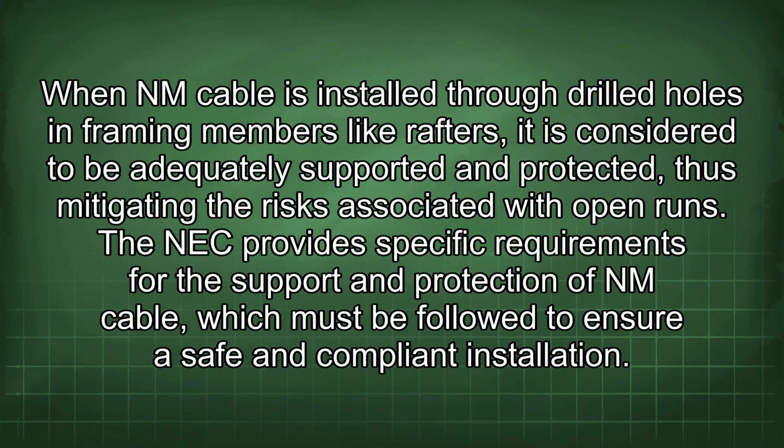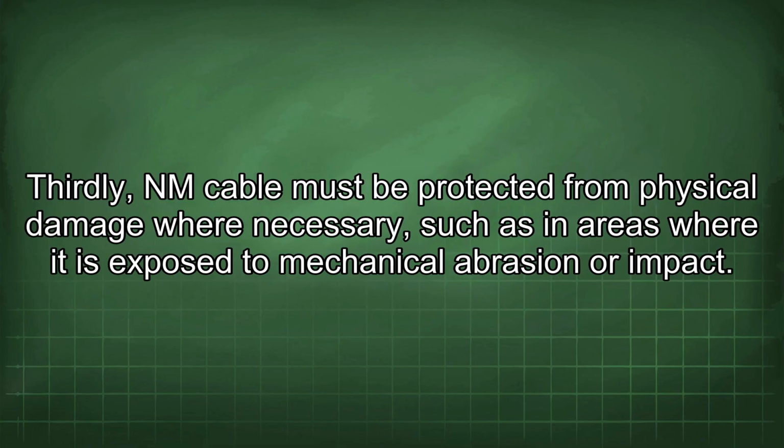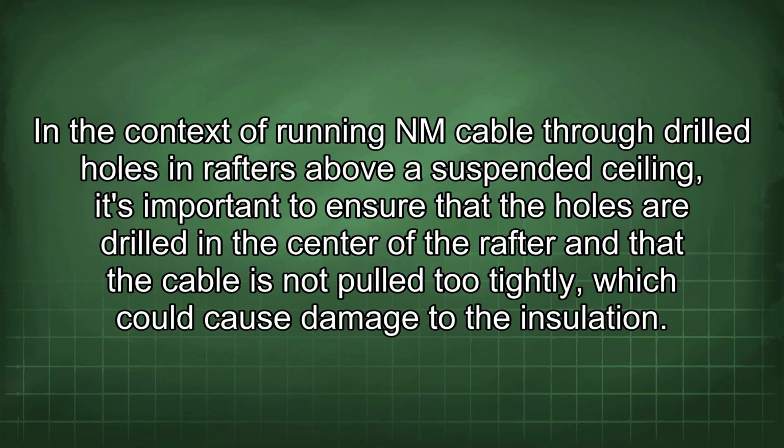The NEC provides specific requirements for the support and protection of NM cable, which must be followed to ensure a safe and compliant installation. Firstly, NM cable must be secured by staples, cable ties, straps, or similar fittings designed and installed so as not to damage the cable. Secondly, NM cable must be supported and secured to the building structure in such a manner that it will not be damaged by normal building use. Thirdly, NM cable must be protected from physical damage where necessary, such as in areas where it is exposed to mechanical abrasion or impact.